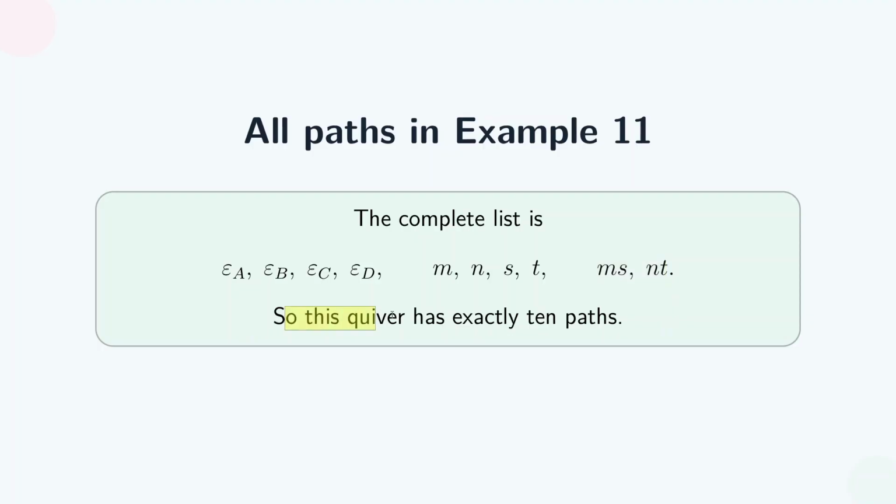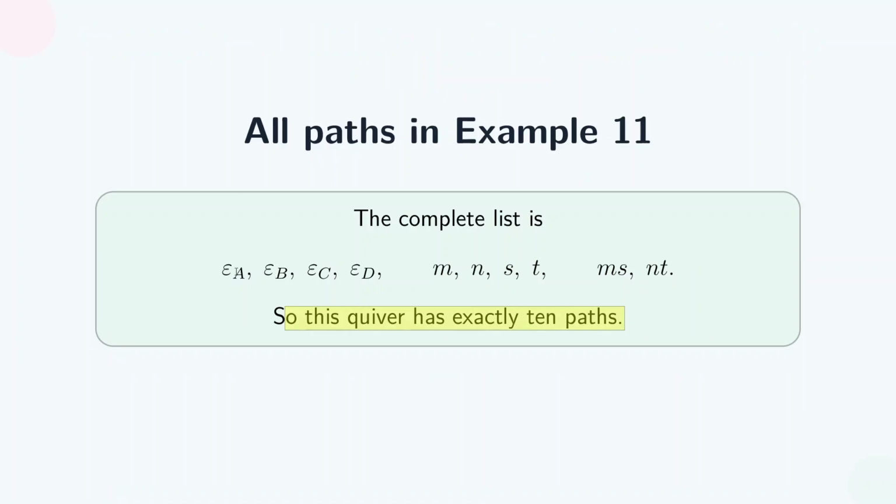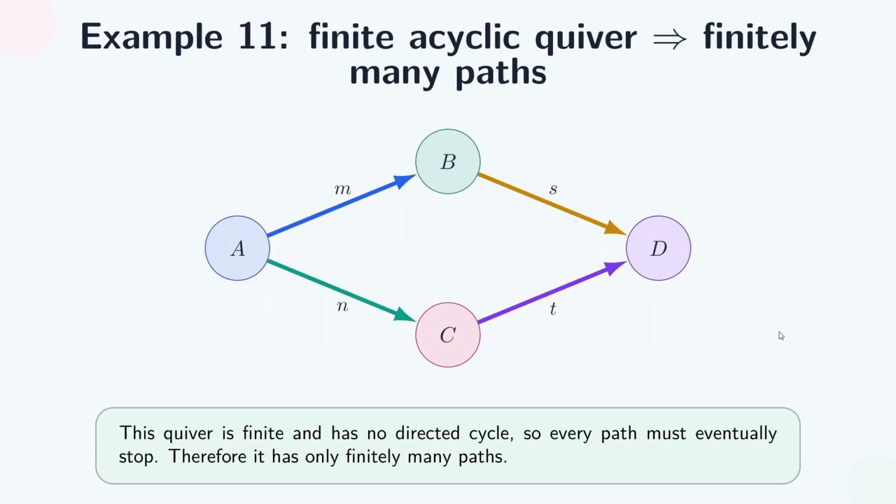This is a nice moment because it shows that, in a finite acyclic quiver, the set of all paths can sometimes be written down completely. Nothing is hidden. Nothing goes on forever. Every legal finite walk can be found and listed. So this example is a concrete illustration of the general rule we just discussed. A finite quiver with no directed cycle has only finitely many paths, and sometimes we can count every single one explicitly.